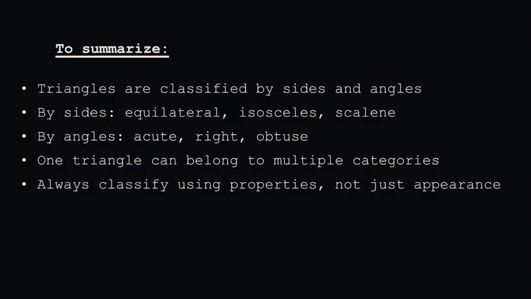To summarize, triangles are classified by sides and angles. By sides, they can be classified as equilateral, isosceles, or scalene. By angles, they can be classified as acute, right, or obtuse. One triangle can belong to multiple categories. Always classify using properties and not just appearance. Now you understand how triangles are classified.